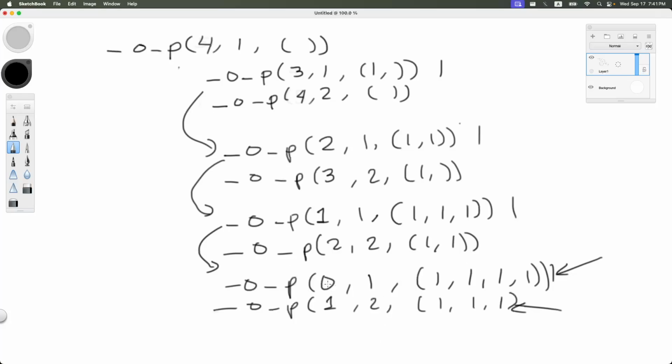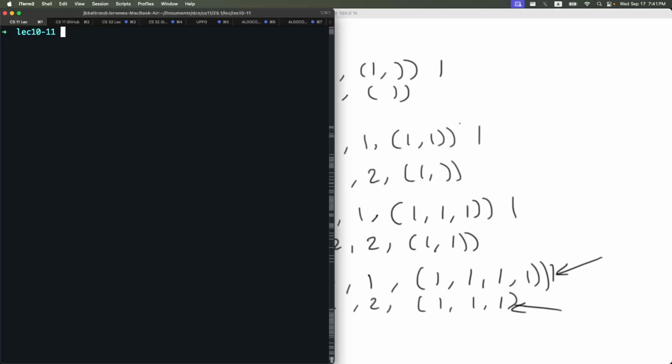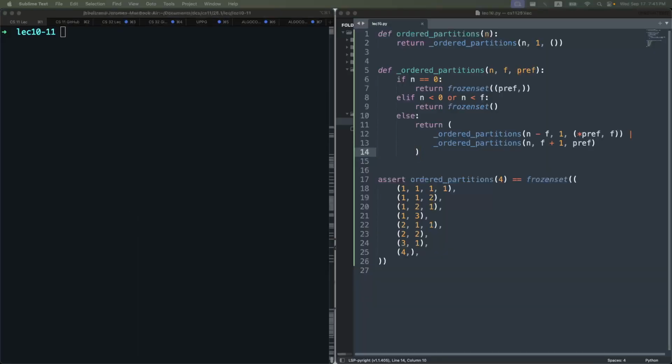So it seems that our base cases will work. There's also the case when, actually no, yeah, so that will work. Okay, let's try running the code, see if it works. Alright, the assertion holds and this is working.